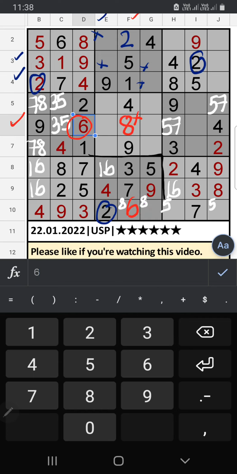In this grid we have 6, so 6 can't come in this cell. Then 1 is confirmed here. Then 6 is here. Then 1 is here. In the ninth row only one number is remaining, 6. 6 is confirmed here. Then in this grid only one number is remaining, 8. 8 is confirmed here.